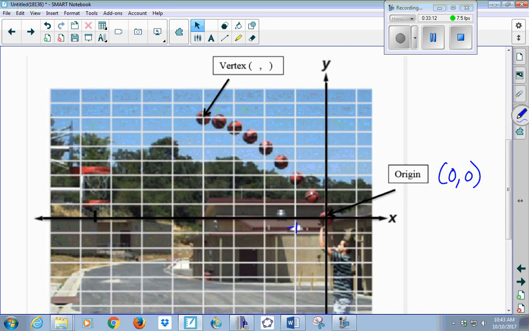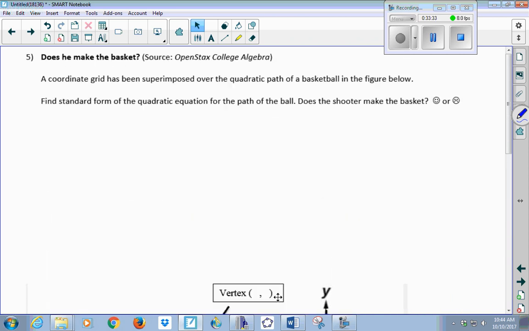So this is -1, -2, -3, -4, -5, -6. And this point right here, which is right in the middle of our basket, would be -7.5. So how do we determine if the shooter is going to make the basket? Well, first of all, let's take a look at what we're being asked to find. It says, find the standard form of the quadratic equation.